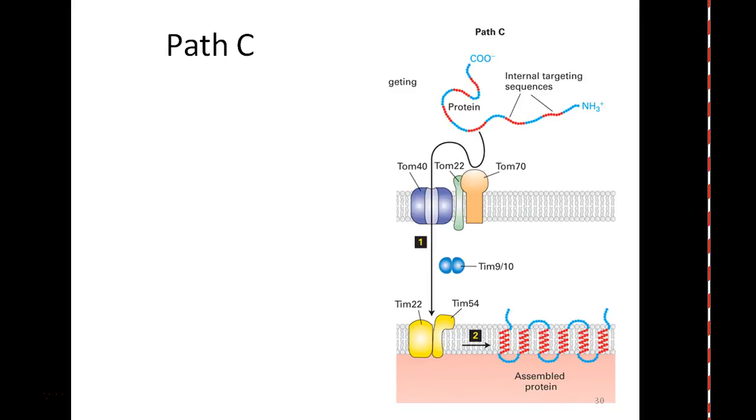And we also have path C. What's different here? We have multiple stop transfer sequences, those non-cleavable internal sequences, and all of those sequences will be processed by a different complex, TIM22, TIM54, in the inner membrane, and so this entire peptide will be embedded into the inner membrane.